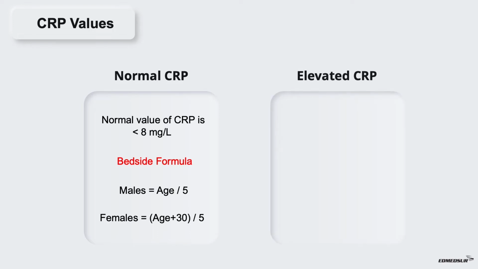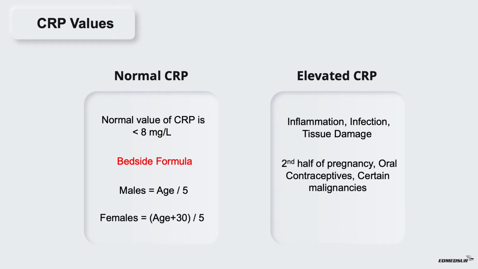Elevated CRP. CRP rises with any acute or chronic inflammation, infection, and tissue damage. It is also elevated during second half of pregnancy, with oral contraceptive use, and in some malignant diseases. It is a less reliable marker of inflammation in SLE patients, where presence of very high values of CRP, for example greater than 100 mg per liter, suggests presence of infection rather than active SLE.